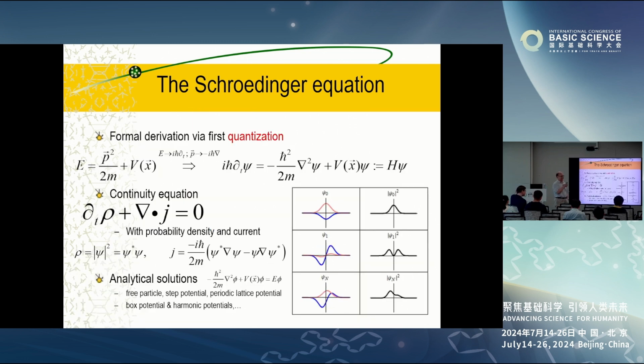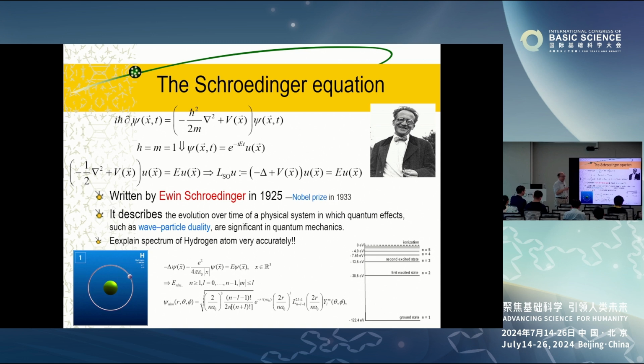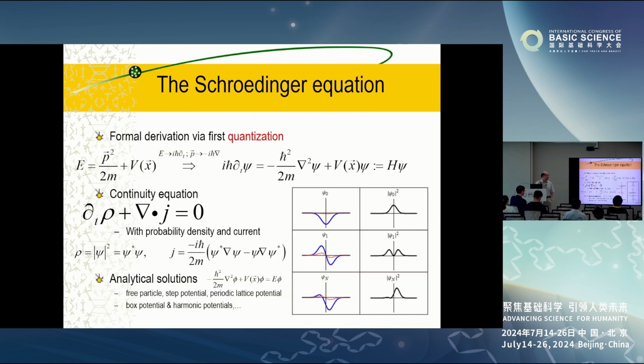So of course, people ask how you can derive this equation. Well, later people used the first formal derivation via the first quantization, or later the second quantization. So you start from Newton's energy momentum law. We know in classical mechanics, you give a particle moving in a potential, like a gradient potential.